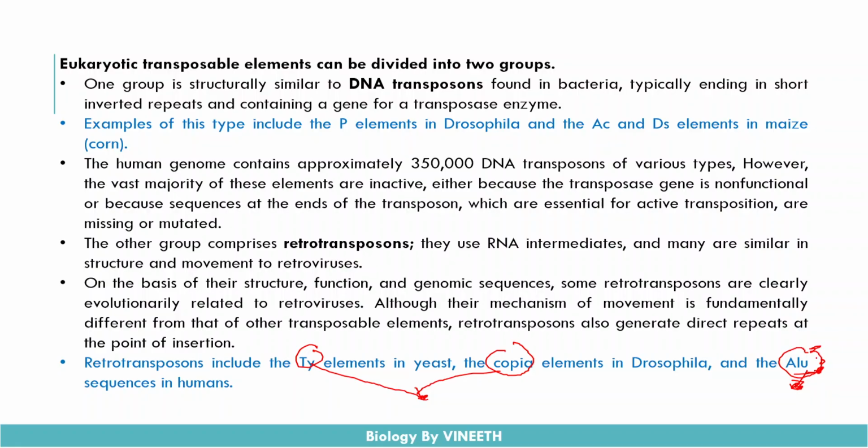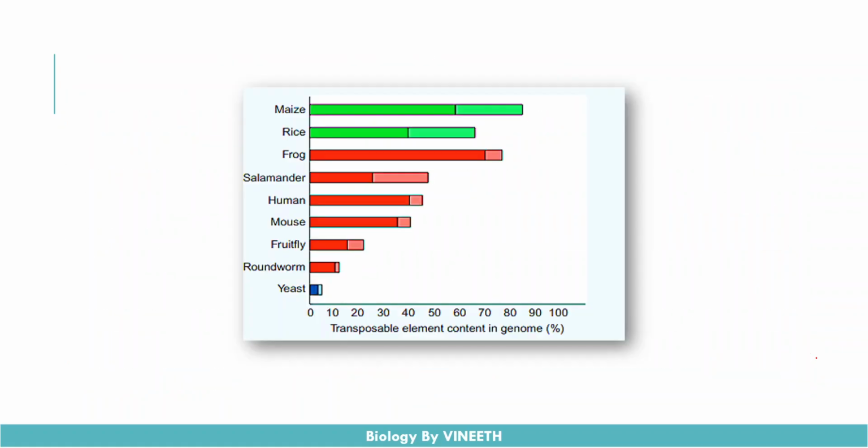Okay, so these are some major points of the transposable elements, and the categorization. If we talk about the percentage of transposable elements in the nuclear genome, the majority are found in maize. Maize contains about 85% transposable elements in its nuclear genome. That means 85% of the genome is occupied by transposable elements.